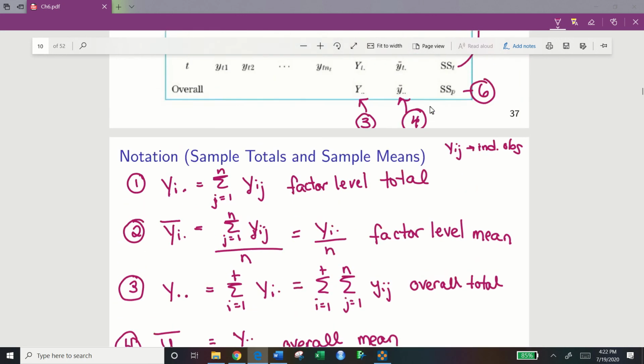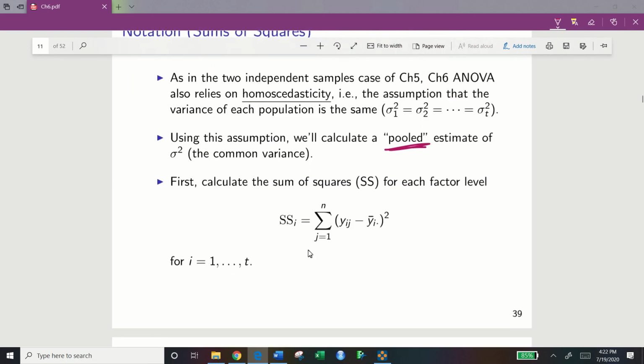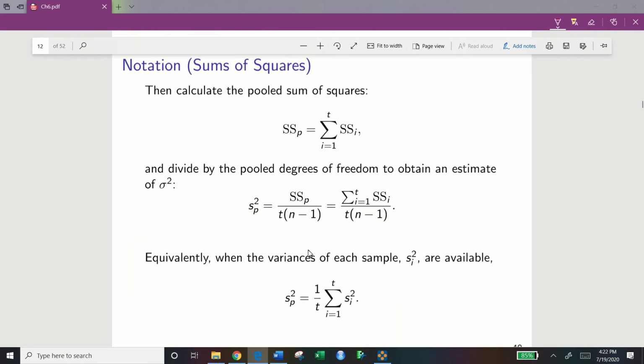Our final one, SSP, is our pooled sum of squares. So this is each sum of squares individually, and then we need our pooled variance estimate, which we call our pooled sum of squares. It's equivalent to the summation of i equals 1 to t of SSi. Basically we take each of our individual sums of squares and add them together to get our final pooled sum of squares. Now, to get the final part of our estimate, we divide our pooled sum of squares by our degrees of freedom to obtain that pooled estimate.